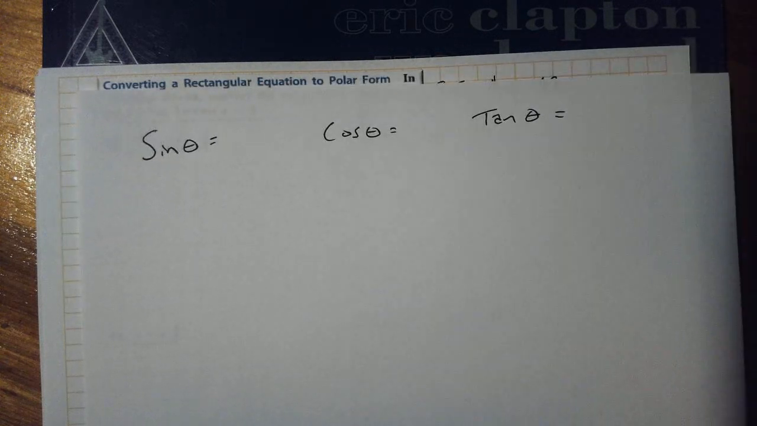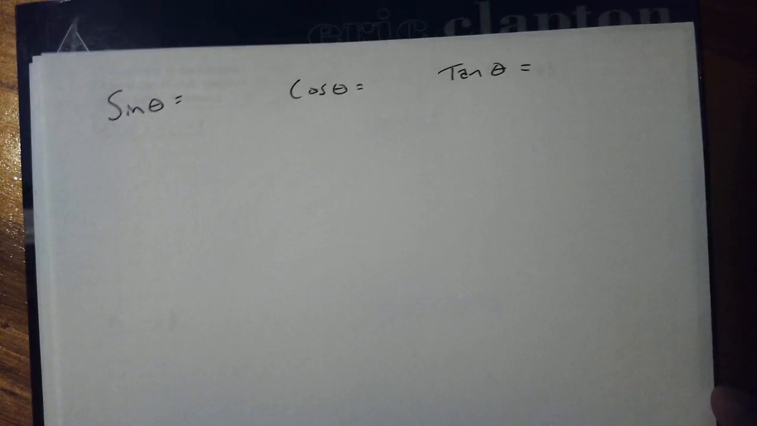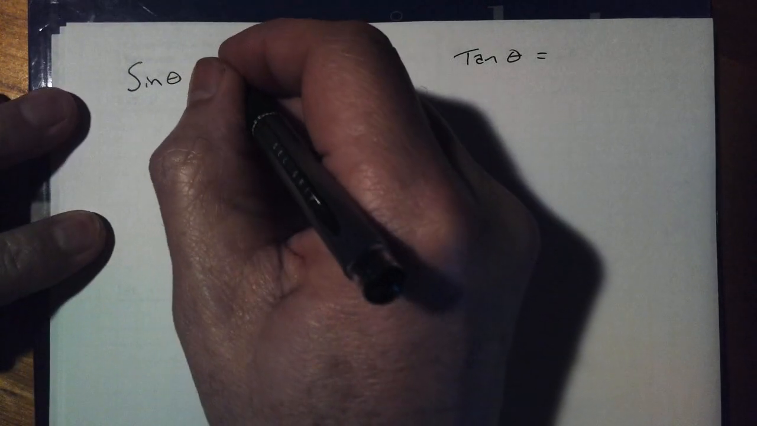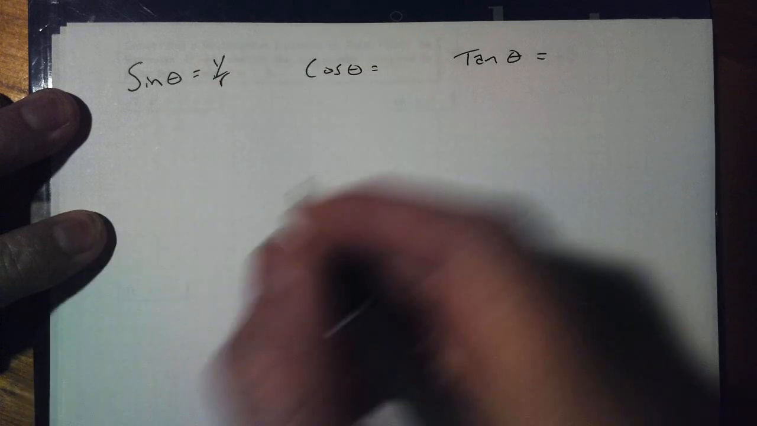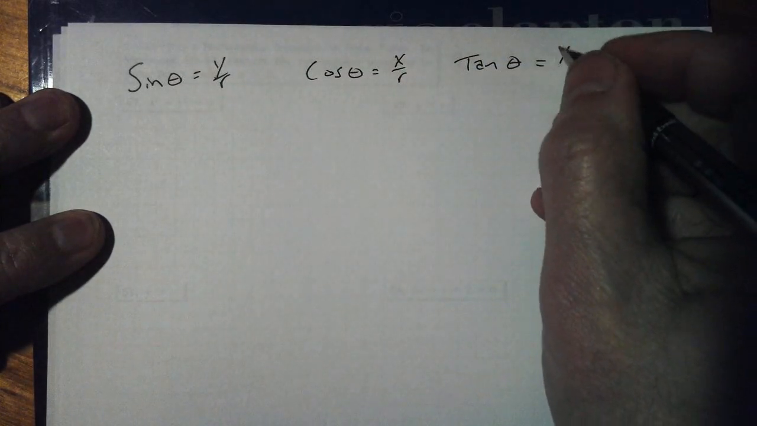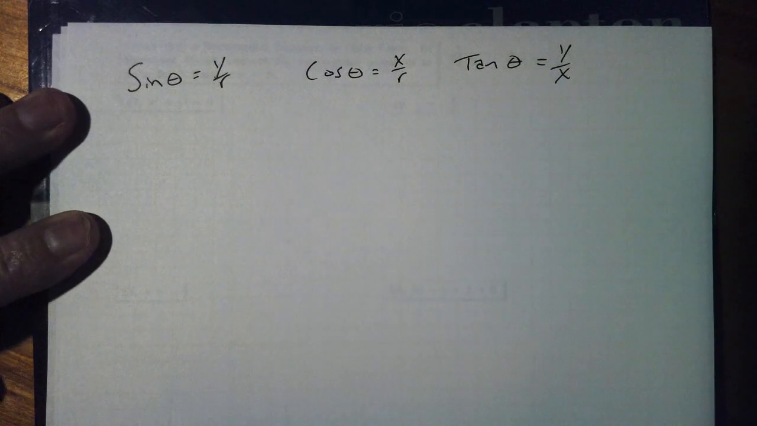If we go back to our 2 a.m. wake-up calls, I told you this stuff was important. That's why it's a 2 a.m. wake-up call. You want to know this in the dead of night. Sine is y on r. Cosine is x on r. Tangent is y on x.